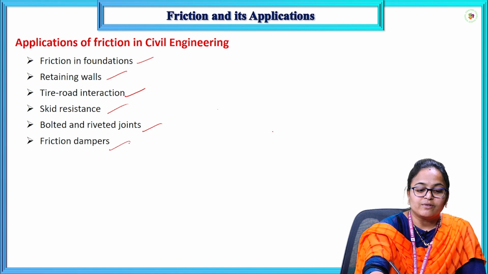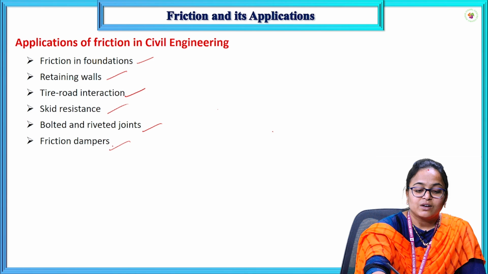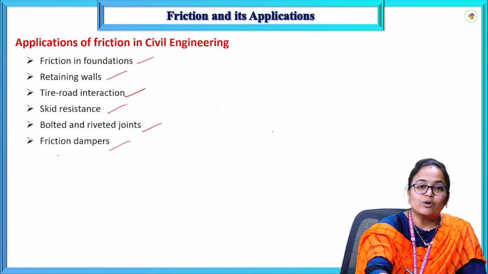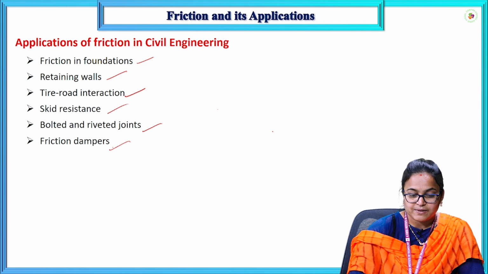Next, coming to frictional dampers. We use dampers in earthquake resistant structures. These dampers will resist the seismic waves by producing friction between the structural elements in earthquake prone areas.